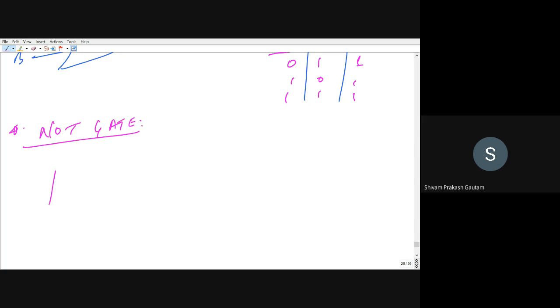How is it represented symbolically? It is a triangle with a bubble. Here the input is A, then your output will be A bar. If I make the truth table, with A and this output X, that will be A bar. So only a single variable is there.